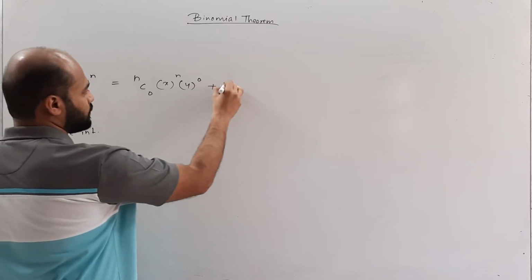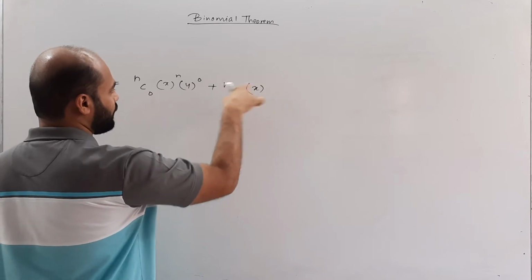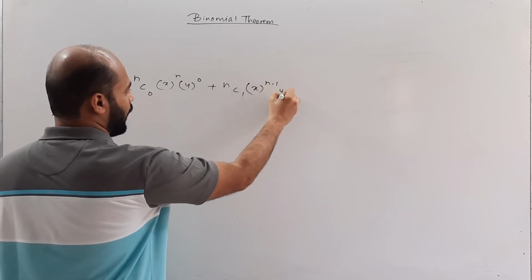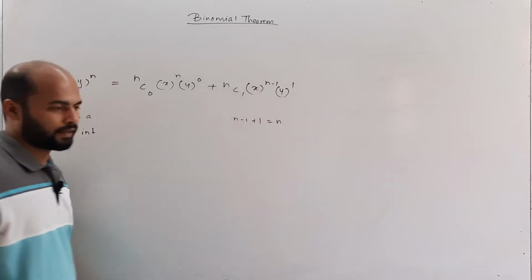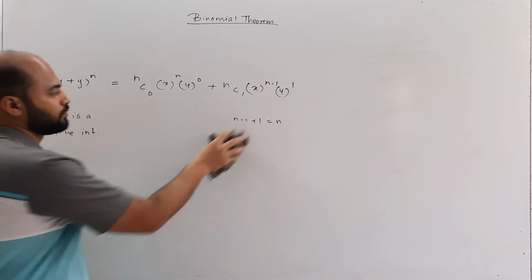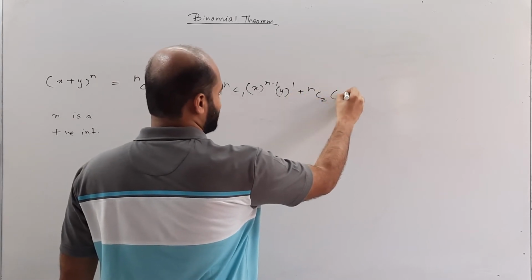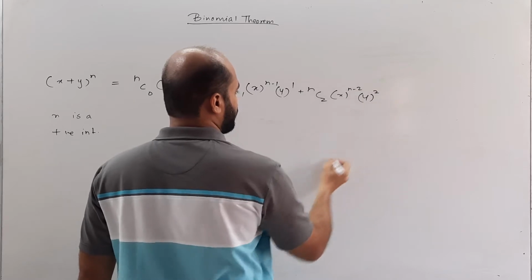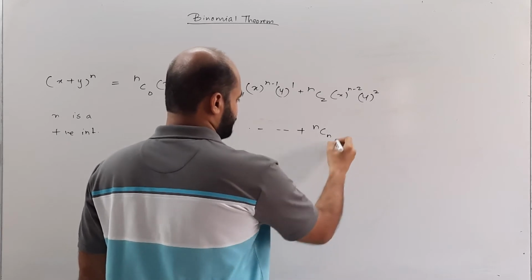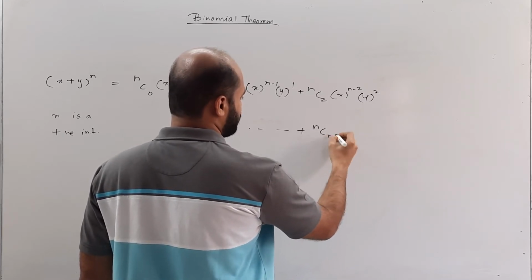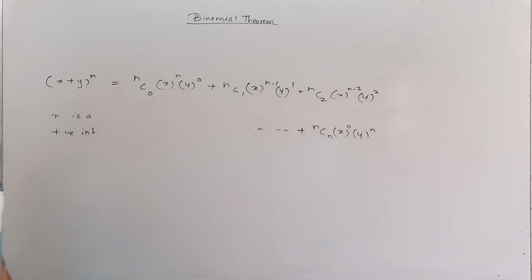And then if we keep writing the terms, it's going to be nC1, so this is going to be increasing by 1, and now the power is going to be n minus 1, y raised to 1. So now you can see that n minus 1 plus 1 gives us n. So ultimately when summed up, the power should give n. Now if we keep doing this, then we will get all the terms, nC2, x raised to n minus 2, y raised to 2, and so on. If we keep doing this, the last term is going to be nCn, x raised to 0, y raised to n. That is going to be the last term.